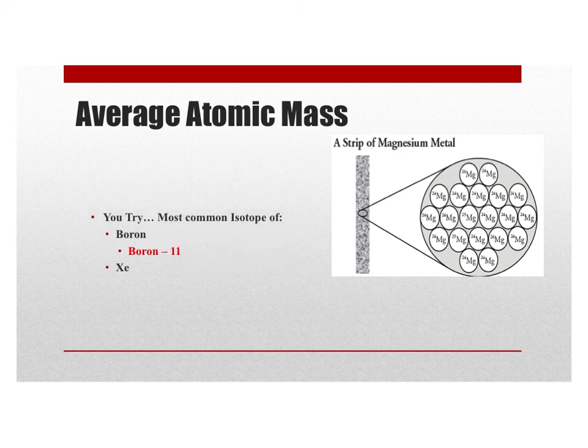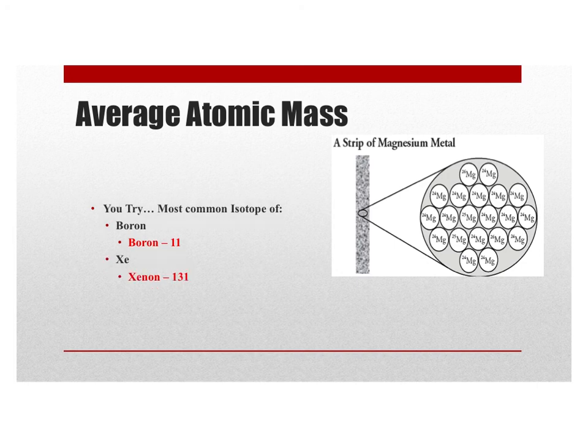You try xenon. Come back to the video when you've got an answer. Xenon's average atomic mass is 131.29. So what's a good guess for the most common isotope of that? Again, the whole number that's closest to 131.29, or xenon-131.